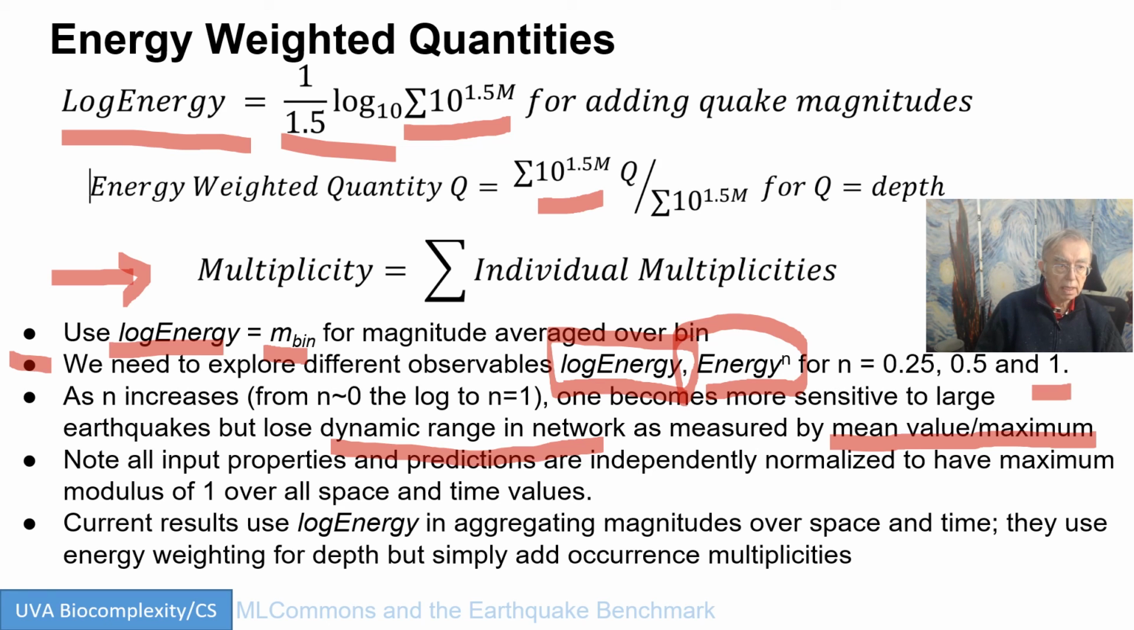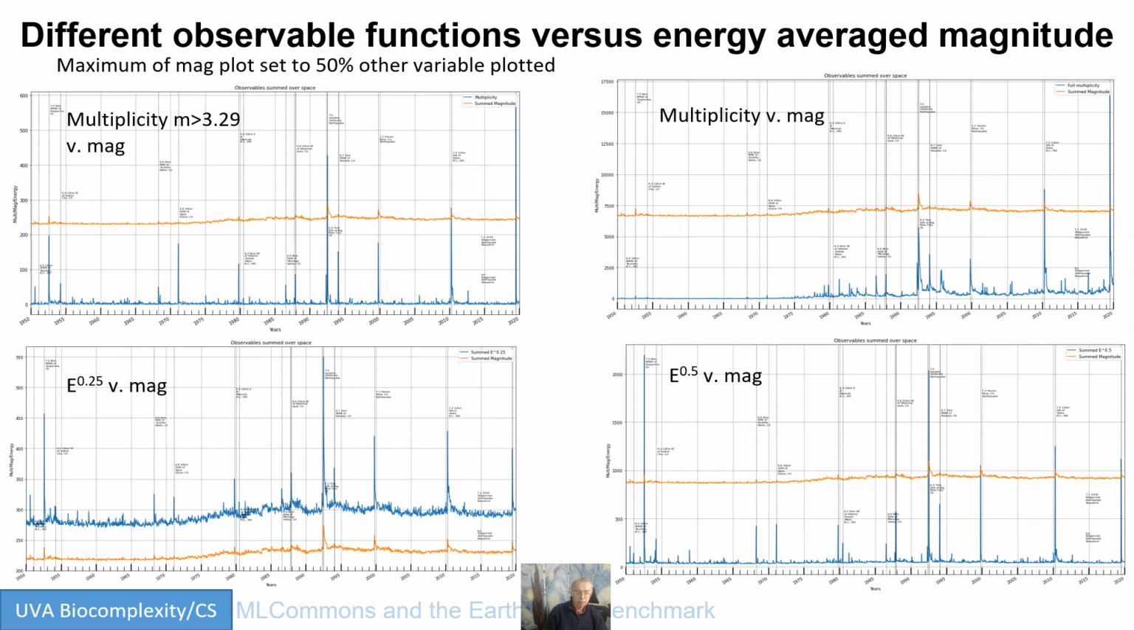So we do MBin, log of energy, in the results you present. We take energy value, energy weighting for depth, and we sum multiplicity without any weighting. But these are all to be investigated further. Now these plots here compare the magnitude, or this MBin, or energy, log energy, which is the yellow plot on each of them. And here we compare various things with this magnitude plot.